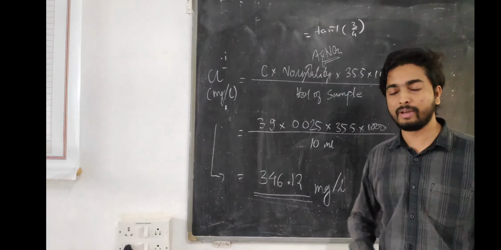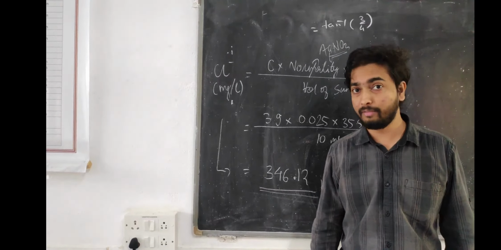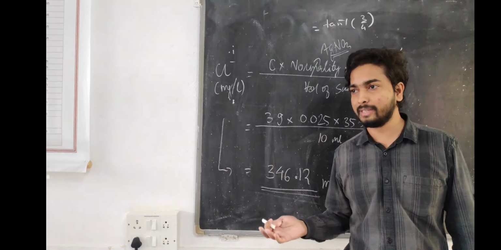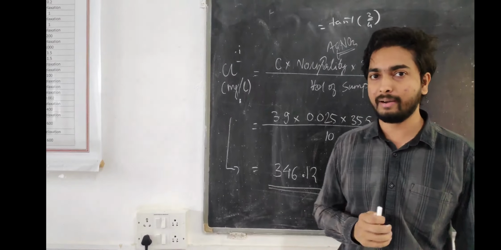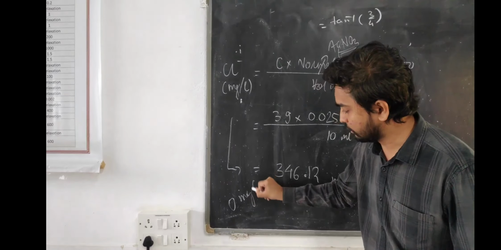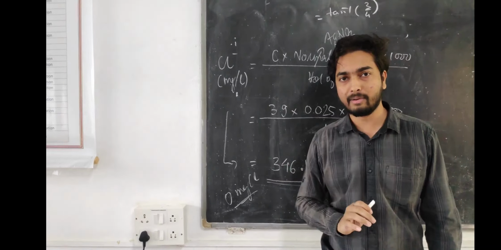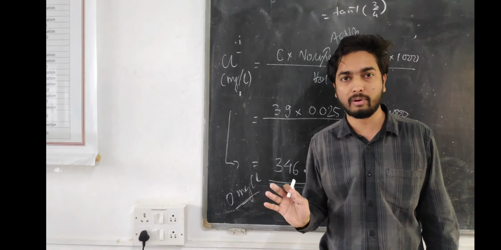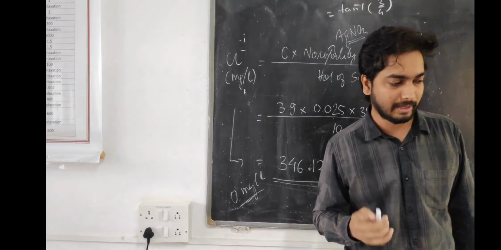So this is how we perform the practical for the determination of chloride in a sewage sample. When we do the same practical with drinking water, how much chloride do we get? We get 0 mg per liter. Remember this, 0 mg per liter. Even though the permissible value is 250 mg per liter, let me just show you.